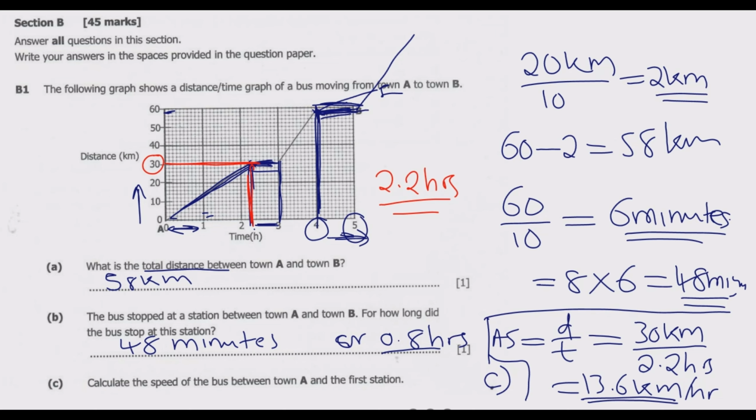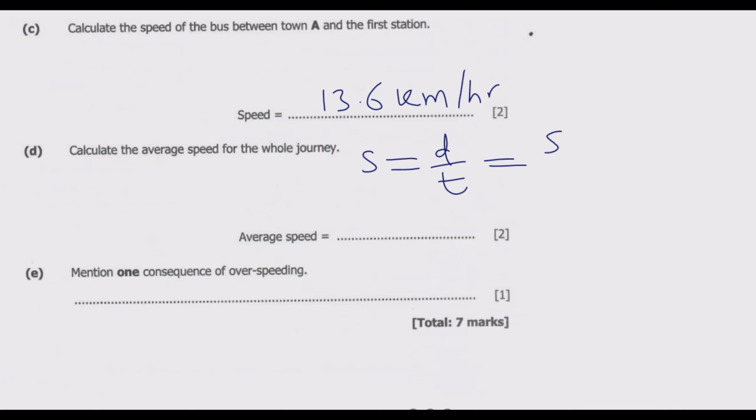So we have 58 kilometers divided by 4 hours, which gives us 14.5 kilometers per hour exactly.